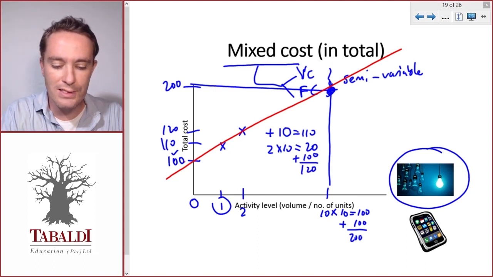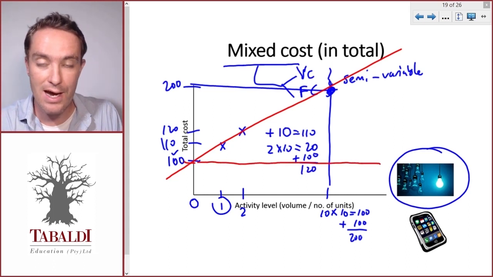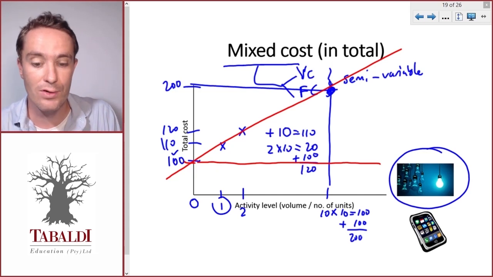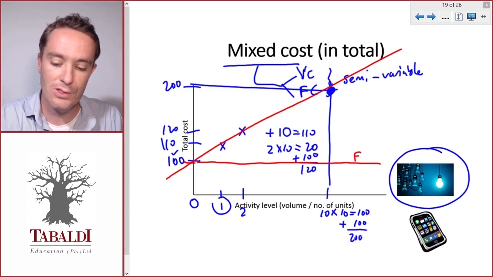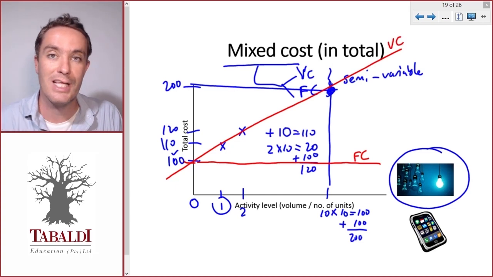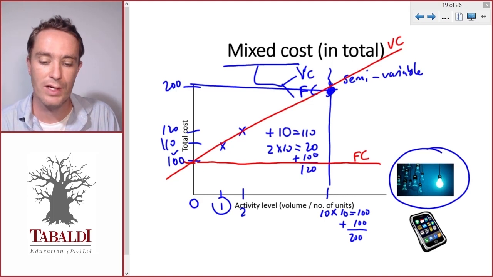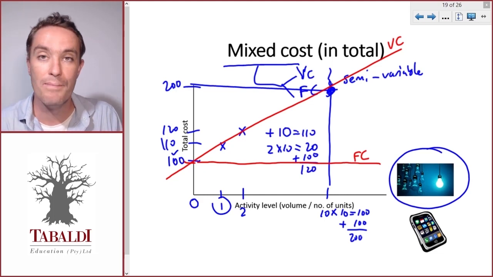But you can also see there's a fixed cost down here that stays at 100 regardless of the number of units. So this is the fixed cost component of our mixed cost, and this is the variable cost that increases in direct proportion to the number of tables that we manufacture. And that is what we call a mixed cost.